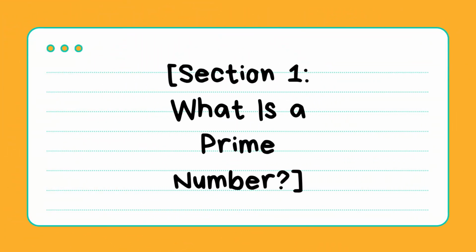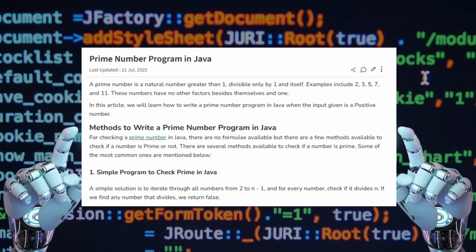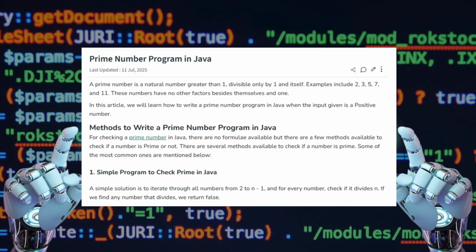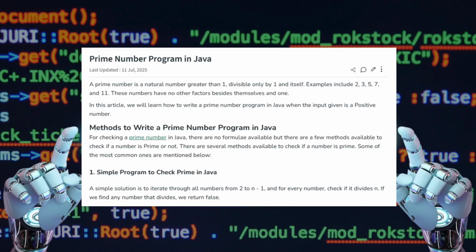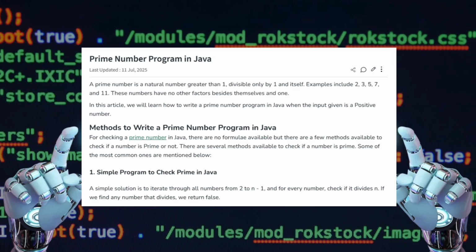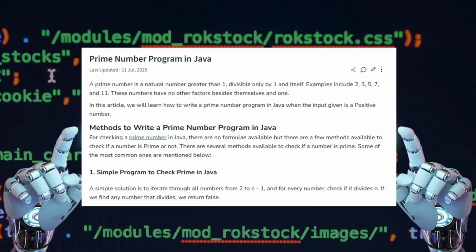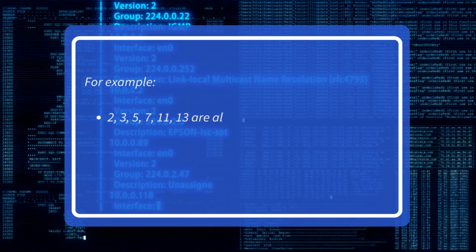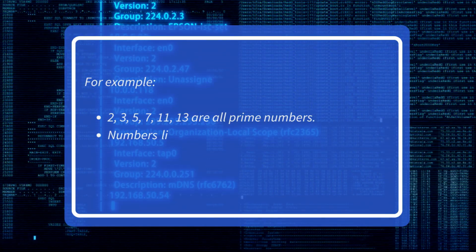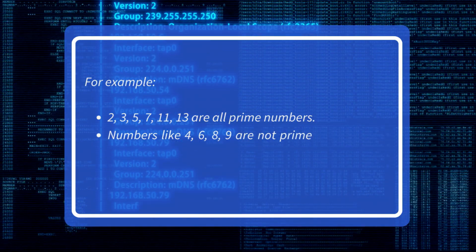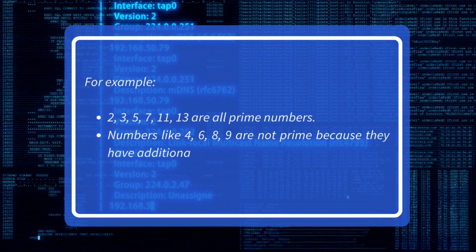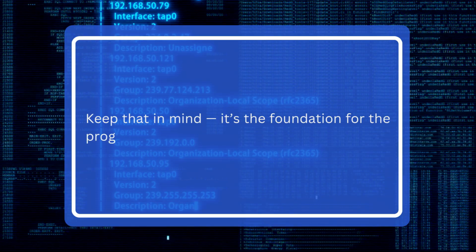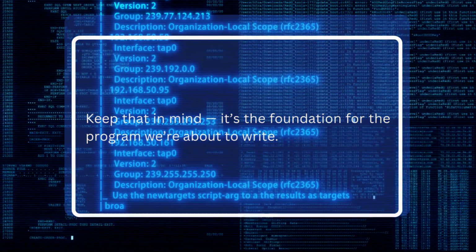Section 1. What is a prime number? Before we dive into code, let's define what a prime number is. A prime number is a whole number greater than 1 that has exactly two factors, 1 and itself. In other words, it's only divisible by 1 and itself. For example, 2, 3, 5, 7, 11, 13 are all prime numbers. Numbers like 4, 6, 8, 9 are not prime because they have additional divisors. Keep that in mind, it's the foundation for the program we're about to write.